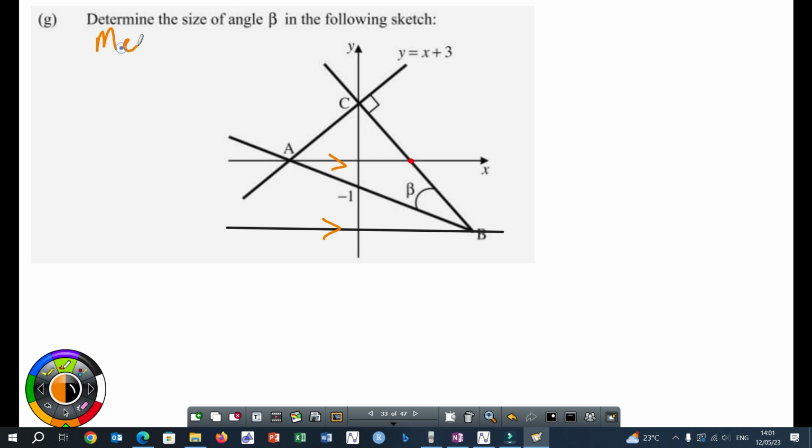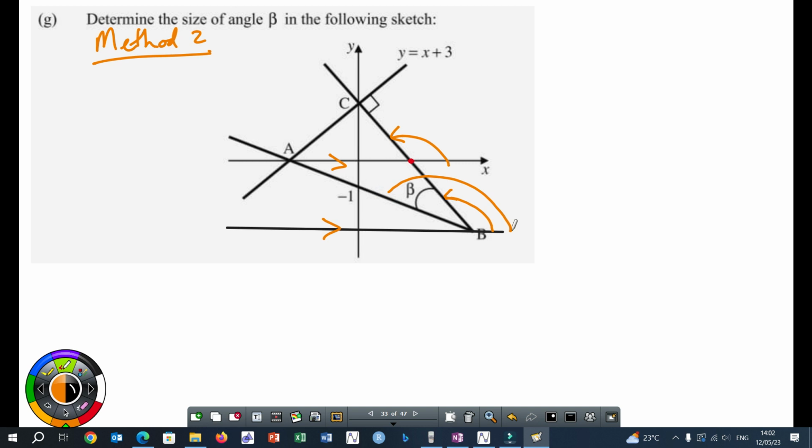So this will be method two. Now, if it is parallel to the x-axis, it means this angle here is going to be equal to that angle. And what type of angles are those? Corresponding. And then, I can also find the size of this angle.